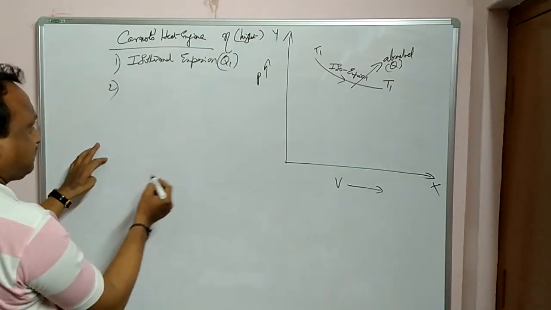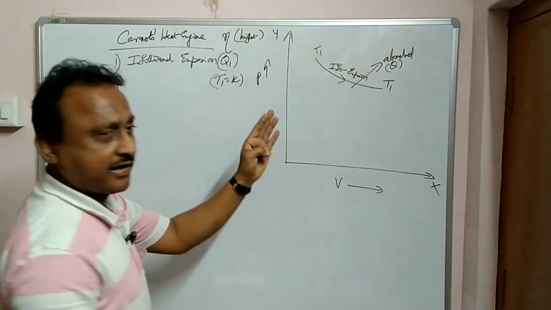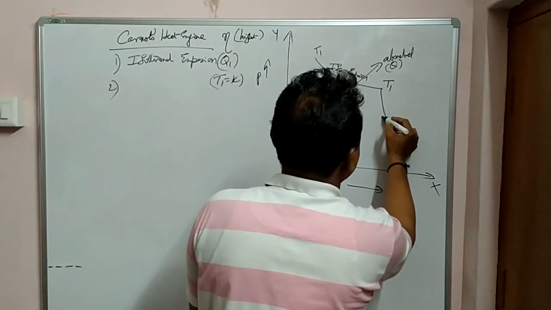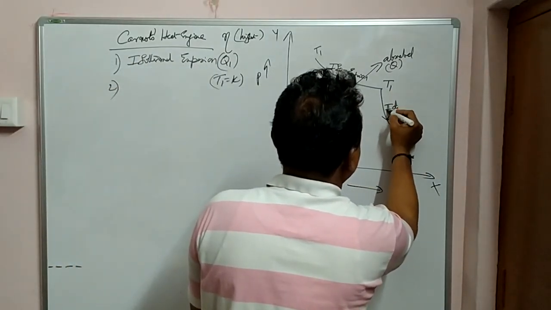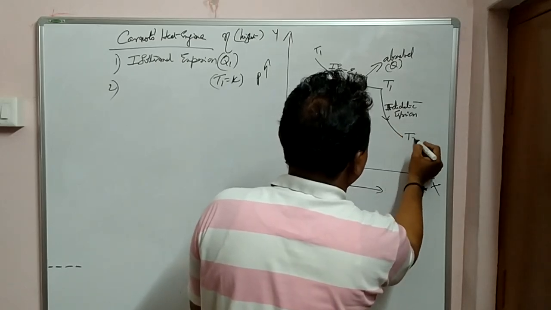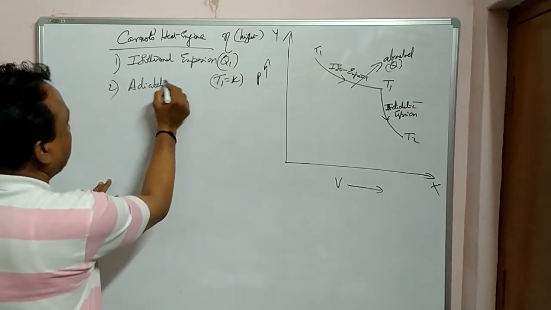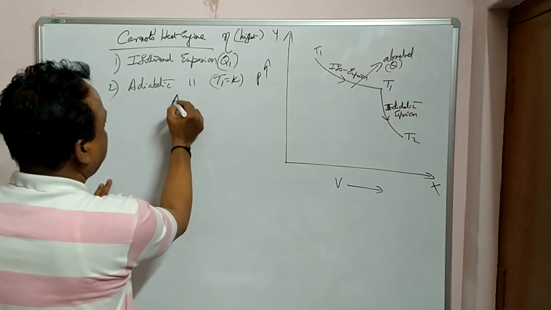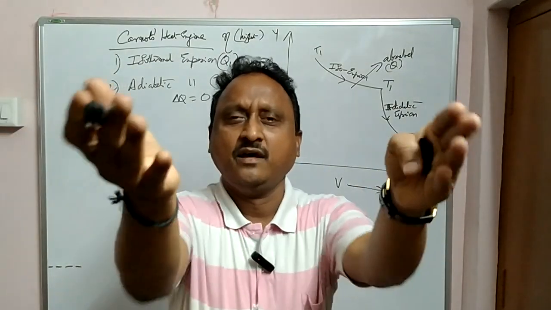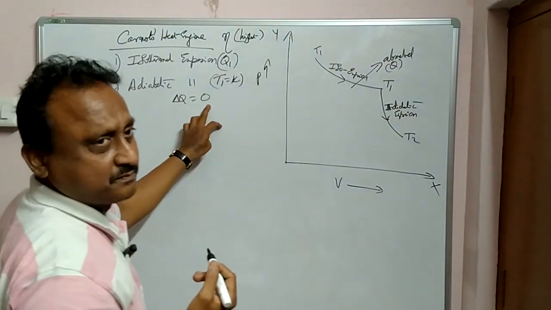Temperature is constant, you know. The second one, after isothermal, is adiabatic expansion. Let the temperature be T2. In adiabatic, I already told you, in adiabatic expansion dq is equal to 0. The surrounding is closed. No heat enters inside, and from inside no heat comes outside. So dq is equal to 0.